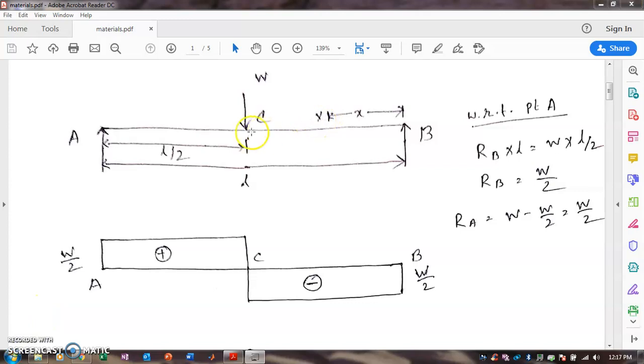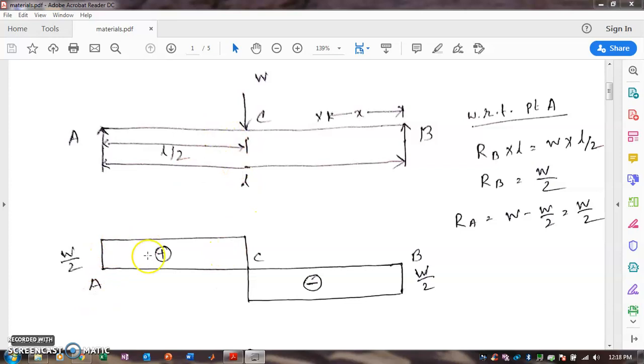as the point X crosses point C, there will be two forces on the right hand side of point X, that is upward RB and downward W, and there will be one single force on the left hand side of point X, that is RA. So according to sign convention, all the left hand side forces will follow the y-axis. So upward forces will be positive y, so positive. So here RA will be positive.